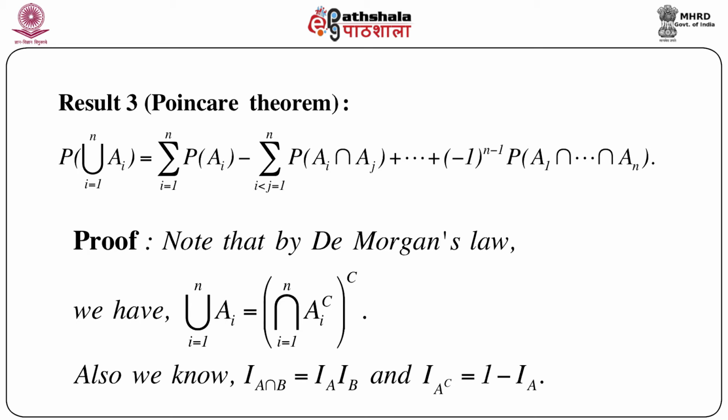Now, before this proof, first note or recall De Morgan's law on sets, which says the union of A_i equals the complement of the intersection of the A_i complements, or that means the complement of the intersection over i equals 1 to n of A_i equals the union of the A_i complements. And recall two small results on indicator functions. One is I of A intersection B equals I_A times I_B, and I of A complement equals 1 minus I_A. Now you see, these are the two simple results on indicator functions that we are going to use in order to prove the big Poincaré theorem, which looks complicated but is also very elegant.